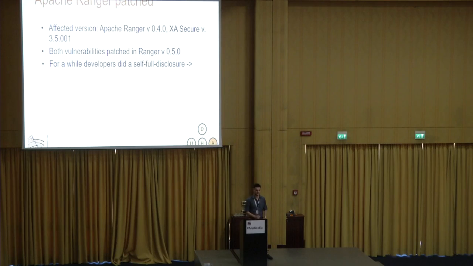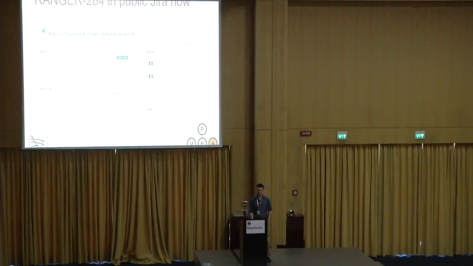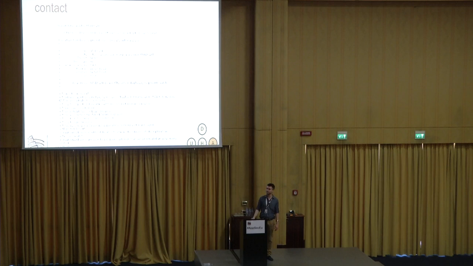Okay, Apache Ranger was patched. So we responsibly disclosed the vulnerability to the vendor. We did it responsibly, but for a while they did a full disclosure. How? They just put the vulnerability content on a public Jira. So if anybody would Google for XSS or function level access control in Ranger, probably the first result would be a public Jira with these vulnerabilities. Okay, and actually, after we contacted them, they deleted it, but it's still in some mailing list archives.